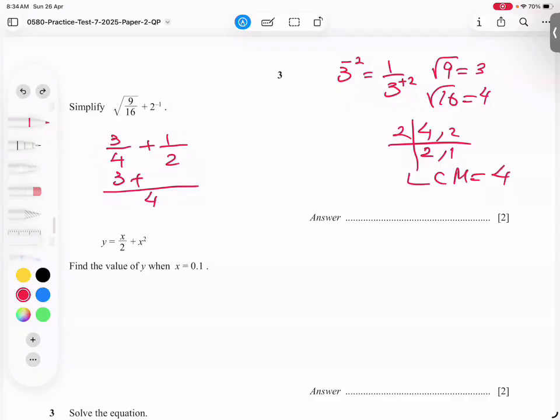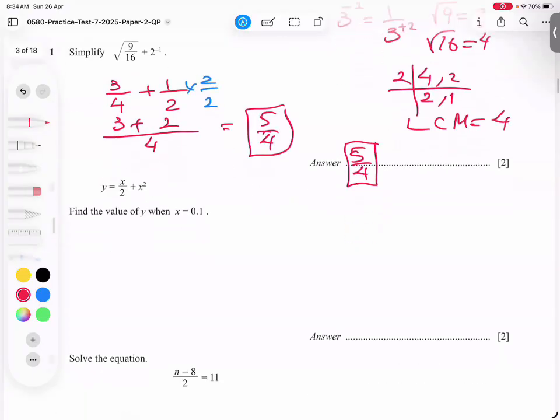Is this 4 matching? No match. So then multiply up and down. 2 ones are 2, we write it on top. So 3 plus 2 is 5. And 5 over 4 is our answer for question number 1. And you must write it in this area, where they have given a space.